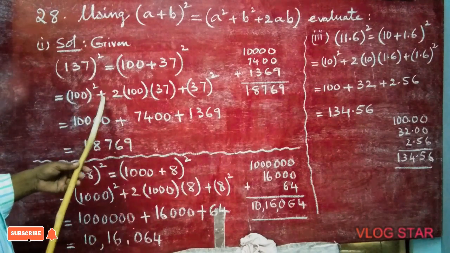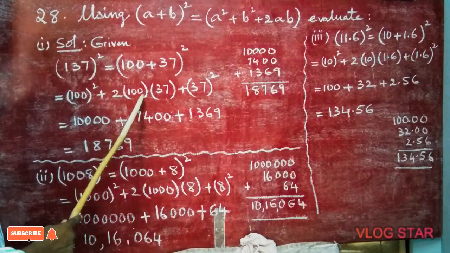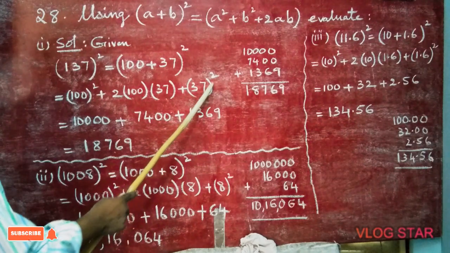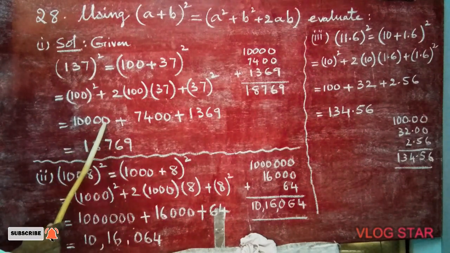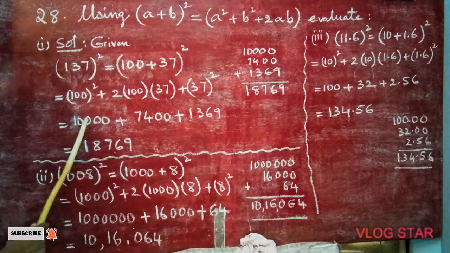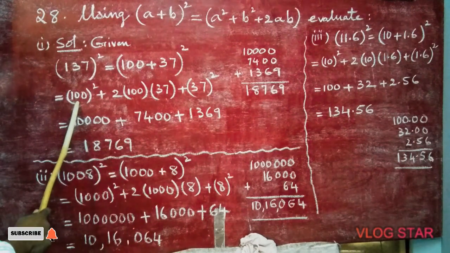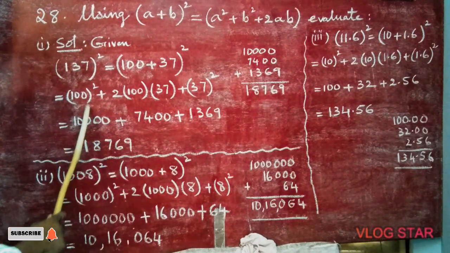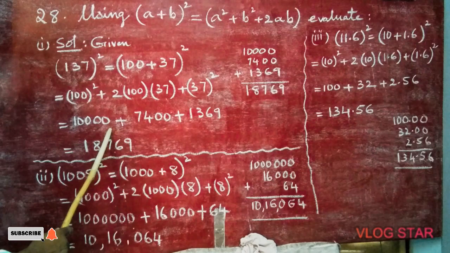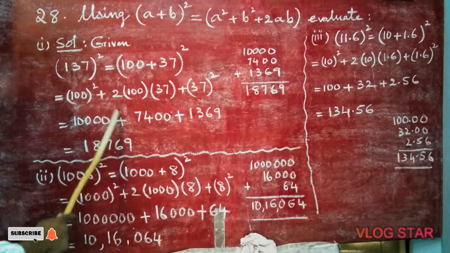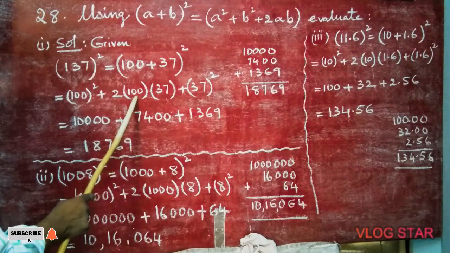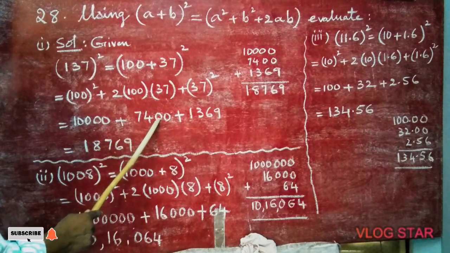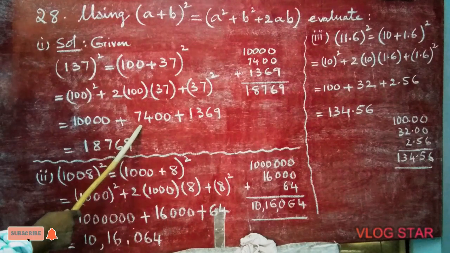So 100 whole square plus 2 into 100 into 37 plus 37 whole square. Easy way: write 1, here 2 zeros are there, again 2 zeros you write. 100 hundreds is 10,000. But the simple way is, see how many zeros are there and give double. That is the easiest. Next, plus 2 37s are 74, into 100, 7,400. Easy way of calculating.